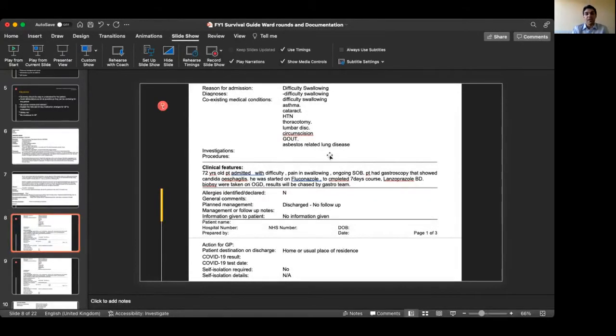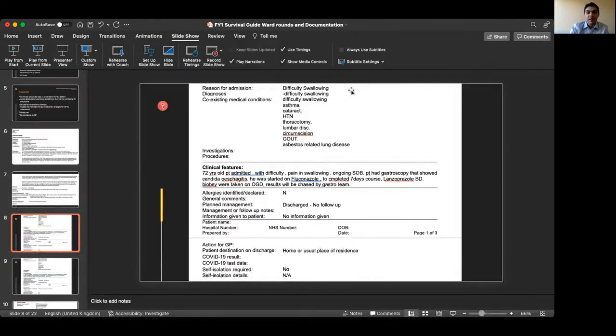Sorry about that. So, let's get back to this example of a discharge summary. This one, a 72-year-old patient came in with difficulty swallowing. So the reason for admission, the author has written difficulty swallowing. The diagnosis, the author has written difficulty swallowing. So again, I don't think that's really a diagnosis. That's more of a symptom. But we'll come back to this after.